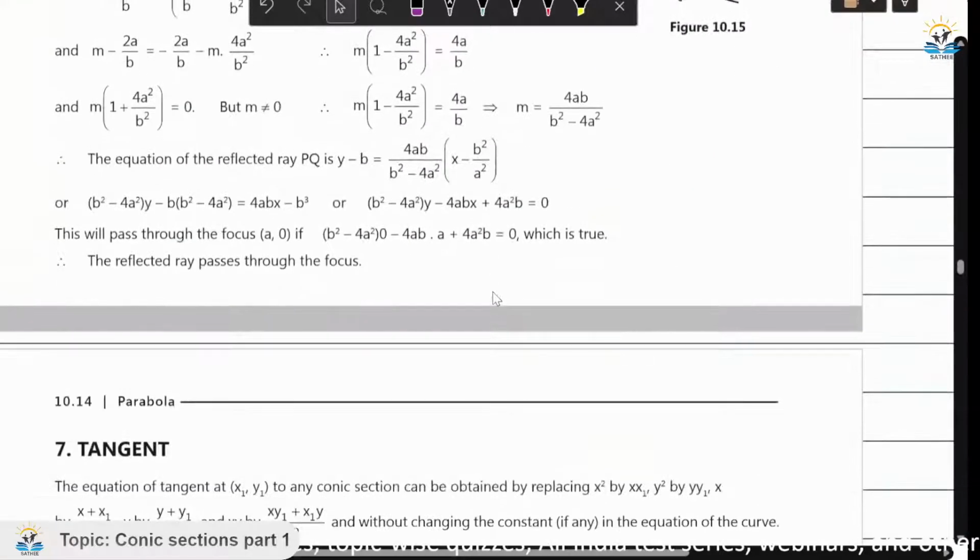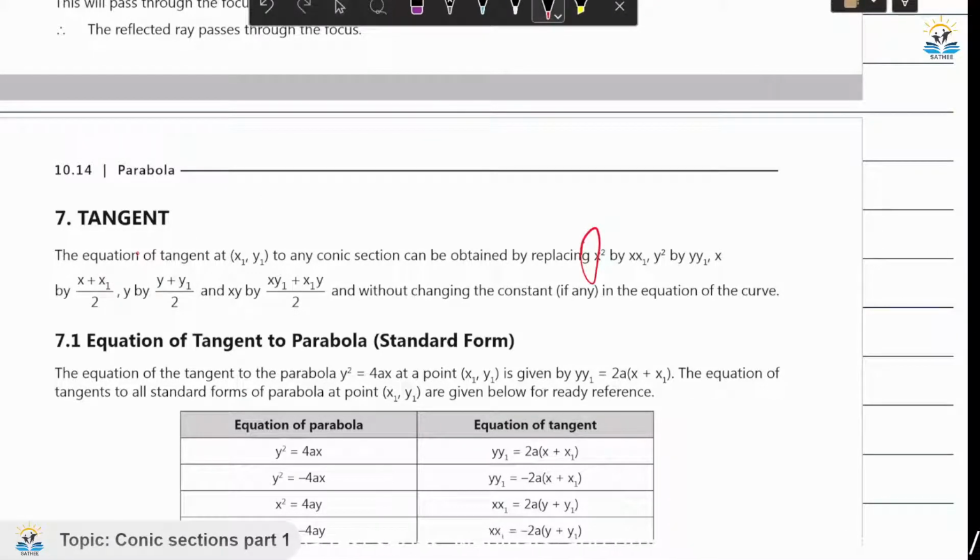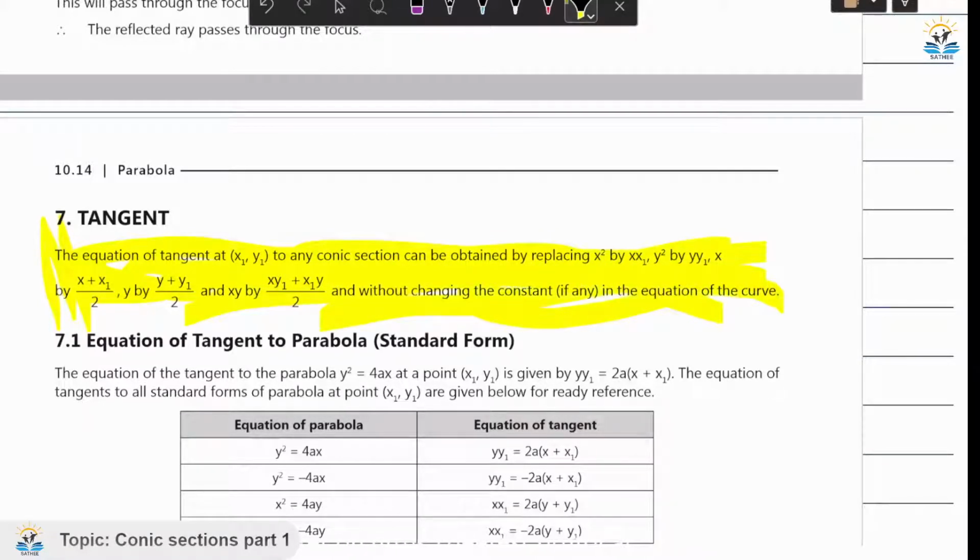This is another question. Now get into tangents. Tangents are very fun. So the equation of the tangent to any conic can be obtained by replacing x² by xx1, and so on. This is very important, guys. I'd like to highlight it. I'll give you a minute to read it through. This can make your life so much easier. I'm telling you, this part, just read it through by yourself for a minute or two. You'll get how important this equation is.